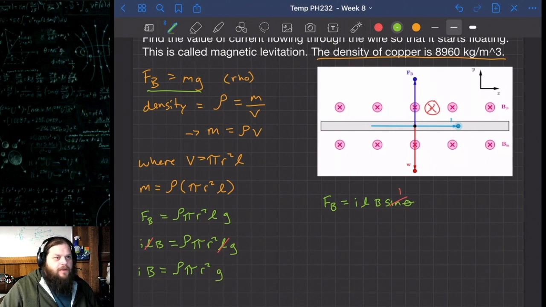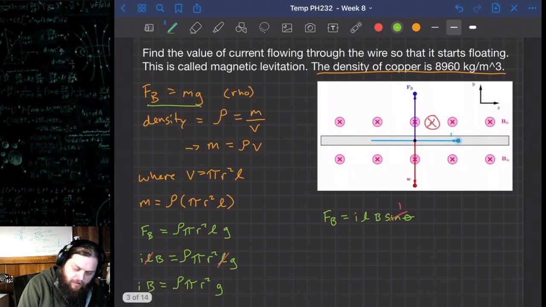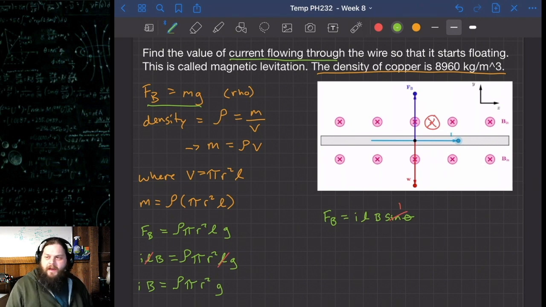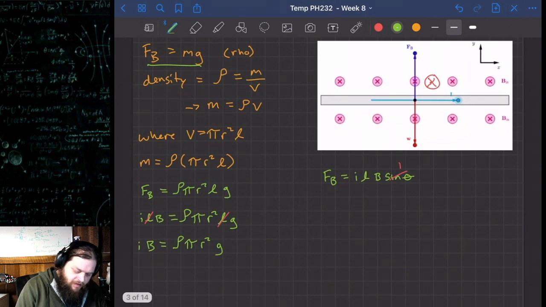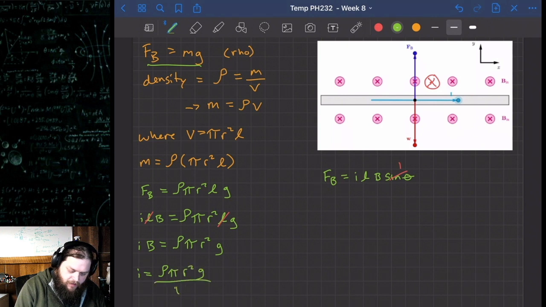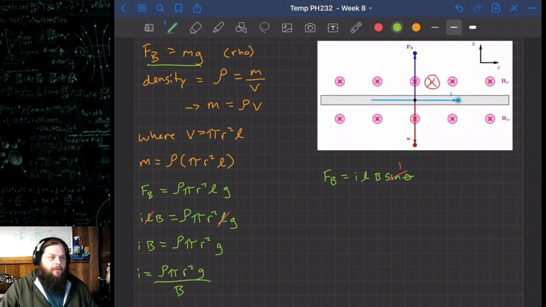We want to find out, ultimately, the value of the current that needs to go through here, because we can control the current. We can't control the density of the wire, or maybe the length of the wire, and it's hard to control the magnetic fields as much. It's a lot easier to control current going through things. So we want to solve for current. I is equal to rho pi r squared gravity divided by the magnetic field.